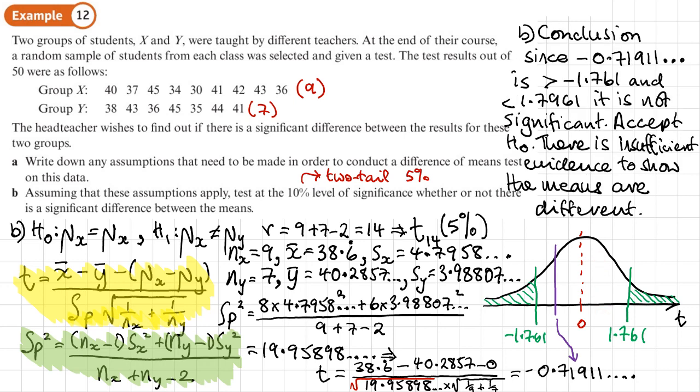So based on that, we can write a conclusion. Since our critical value, basically I've said here, is in the critical region, it's greater than this negative value, it's less than this positive value, it is not significant, we'd accept H0. There's insufficient evidence to show that the means are different, or that there is a difference between the means.